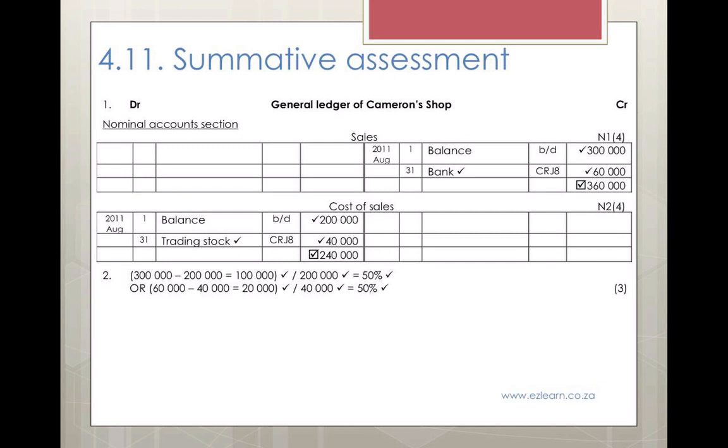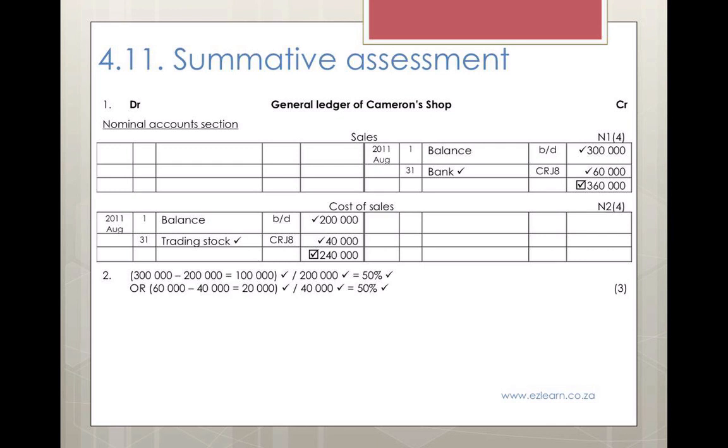What markup percentage on cost is used by this business? You can work this out using any of the amounts of sales and cost of sales. You can either look at the balances in the sales and cost of sales accounts at the beginning of the month, the 300,000 and 200,000, or you could look at the actual sales and relevant cost of sales for the month of August, in other words 60,000 and 40,000, or you could even use the totals of 360,000 and 240,000. Although this is not shown, this would be perfectly acceptable.